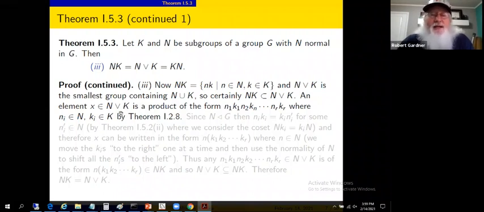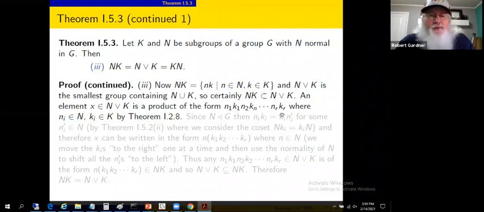So what does this element x look like? It's an element of N times an element of K times an element of N times an element of K, and so on, ending with an element of N times an element of K. How do you know it doesn't start with an element of K? Well, fine, make that the identity, and then that'll take care of that. You can drop it. But we get something of this form. X is of this form, where, of course, the n's are from subgroup N, and the k's are from subgroup K.